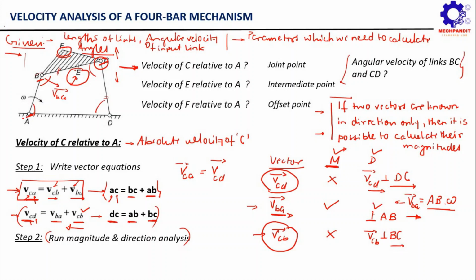So this rule simply says that if this is the situation, then it is possible to find out the magnitudes of these two vectors, correct? Generally, while we conduct this velocity analysis, we have to keep in memory that if such a situation arises, then it is easy to figure out the magnitudes of two vectors which are known in directions only. So now let's move ahead and see what the next step is.